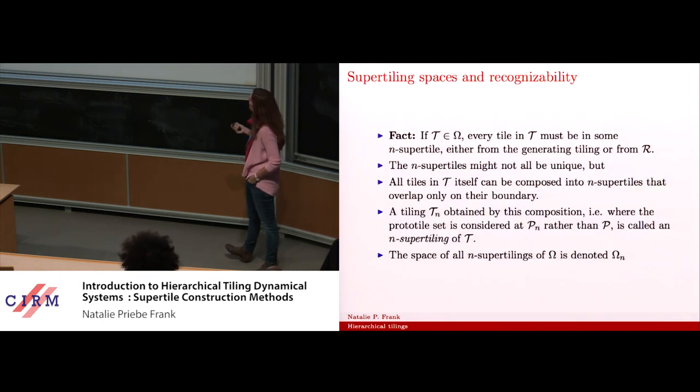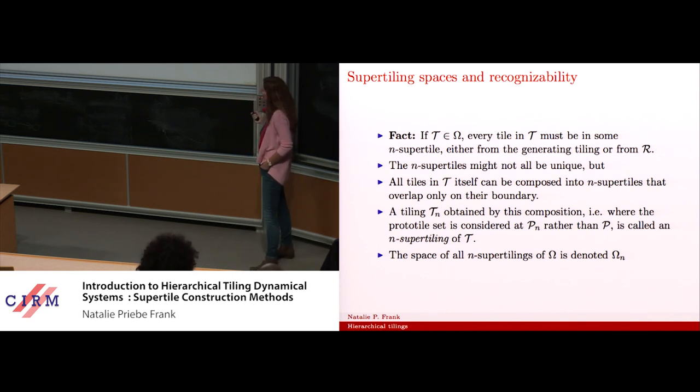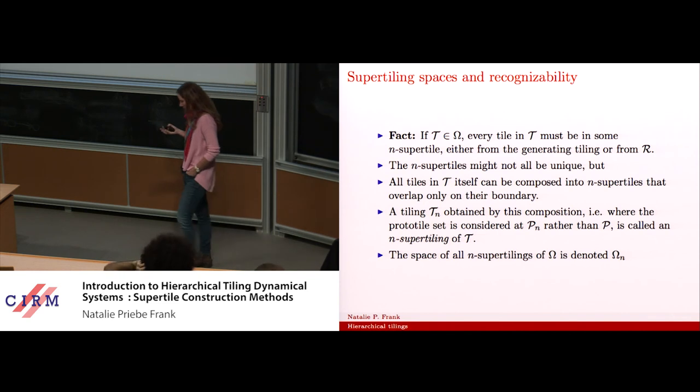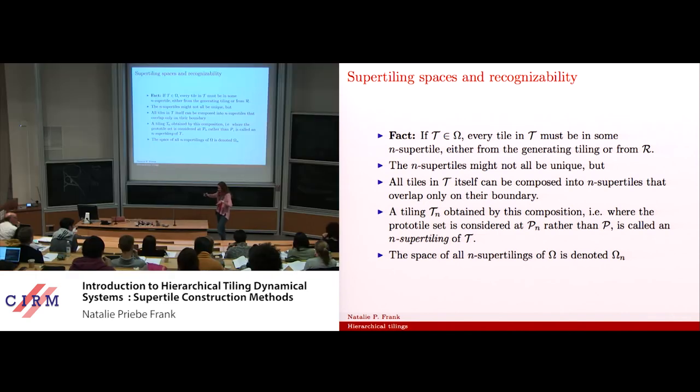And so the space of all n supertilings is denoted omega sub n. So omega sub n is the tiling space made of the version of each tiling that's in omega, except using the n supertiles as the prototile set.